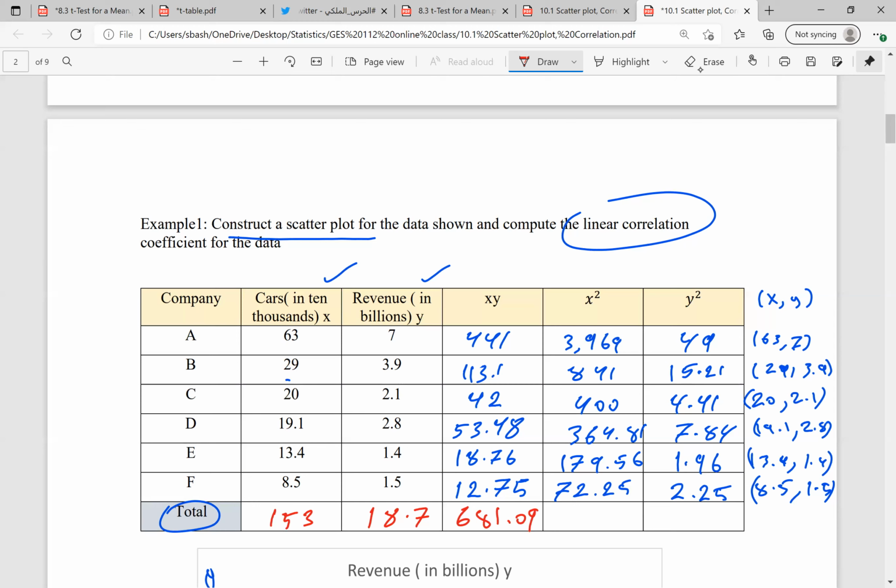Now sigma of x squared, that will be 3,969 plus 841 plus 400 plus 364.81 plus 179.56 plus 72.25. That equals 5,862.62.